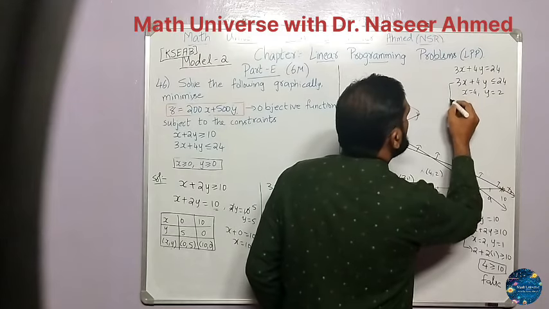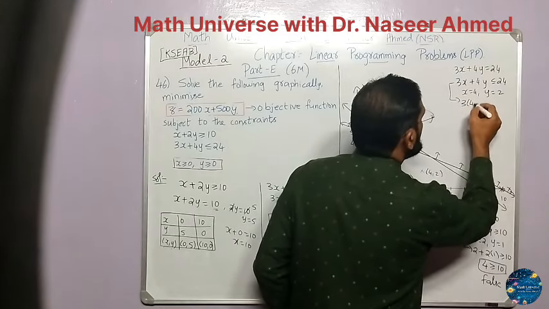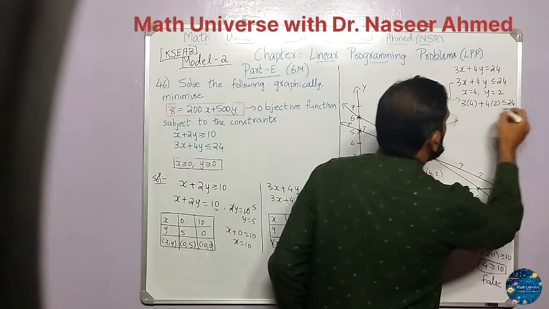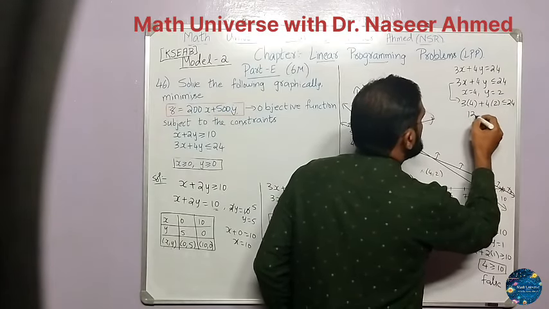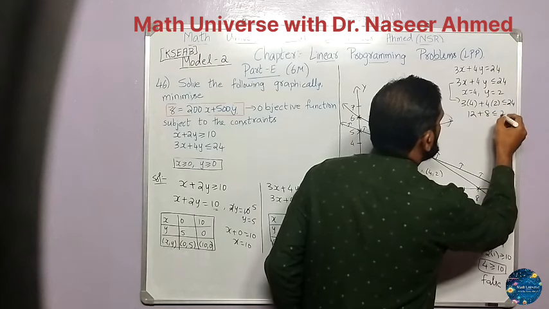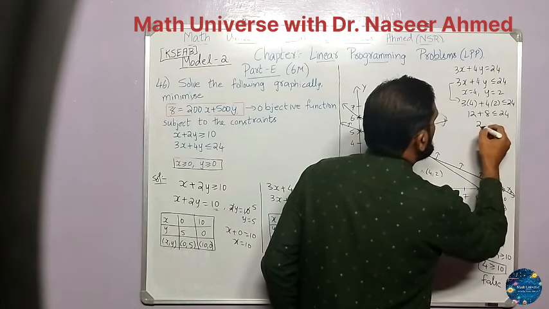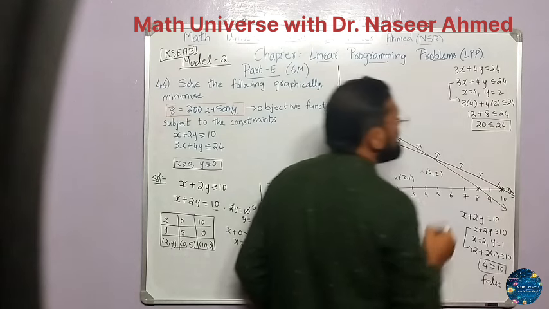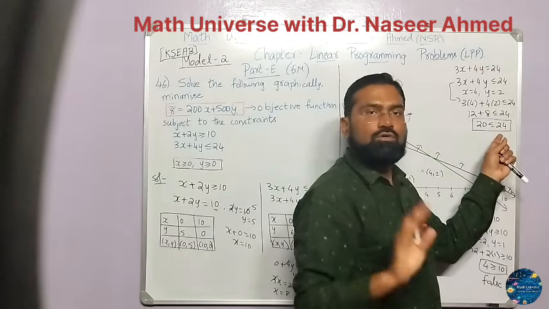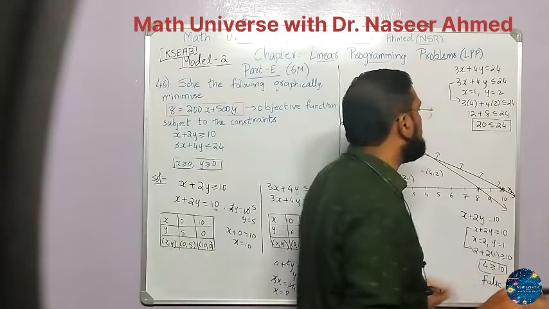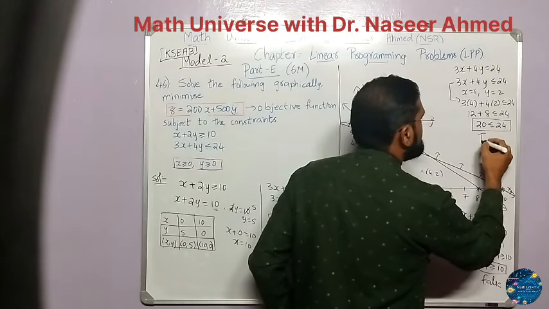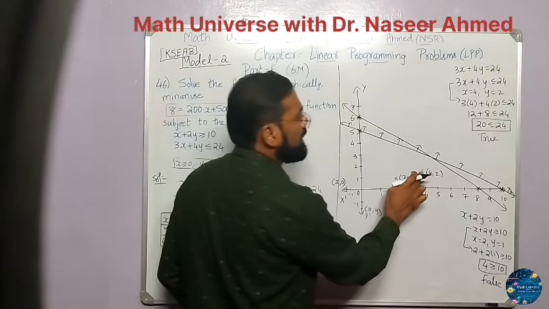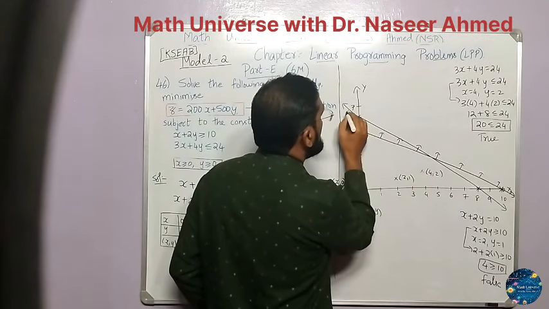When I substitute here, I'm going to have 3 into 4 plus 4 into 2 less or equal to 24. 3 4s are 12 plus 4 2s are 8 less or equal to 24. So this will be 20 less or equal to 24. Is this true? Is 20 equal to 24? No, but 20 is less than 24. Yes, it is true. Since it is true, I have to shade the same side where the point is lying. Point is lying here. So for this line, I'm going to shade here.